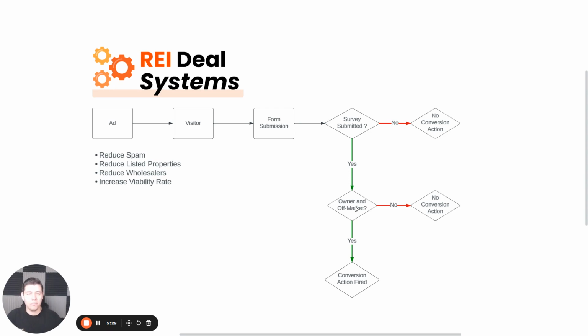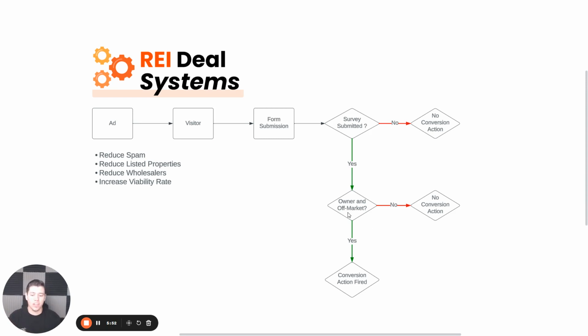If it's submitted, they're put through a number of questions to qualify them on whether or not we're going to push them back to Google as a conversion, right? So if, for our instance, they are marked as the owner of the property and the property is off market, then we're pushing it into Google and saying, all right, this was a lead, Google.